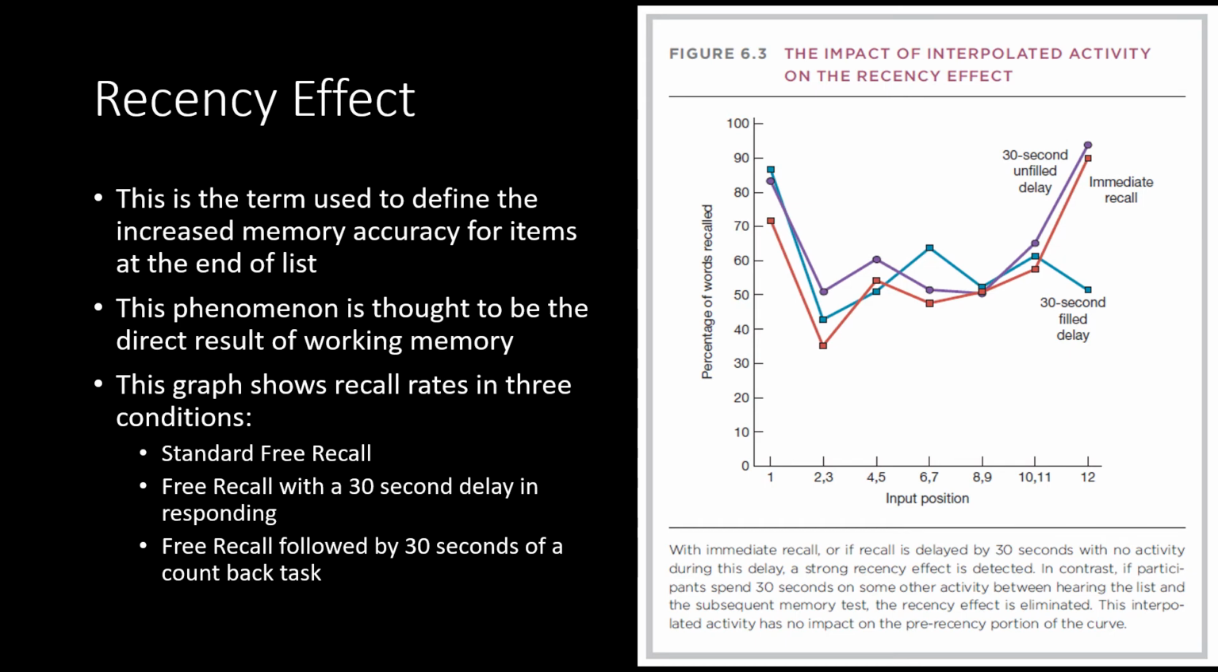So thinking about recency effects, now here, as mentioned previously, is the term used to define increased memory accuracy for items at the end of a list. And this phenomenon is thought to be the direct result of our working memory system and not our long-term memory system, even if, hypothetically, you were to go on and code those words into your long-term memory. Now, here we're going to look at 3 different conditions on this graph, which we'll come to in a second, but there are 3 different conditions that are relevant here.